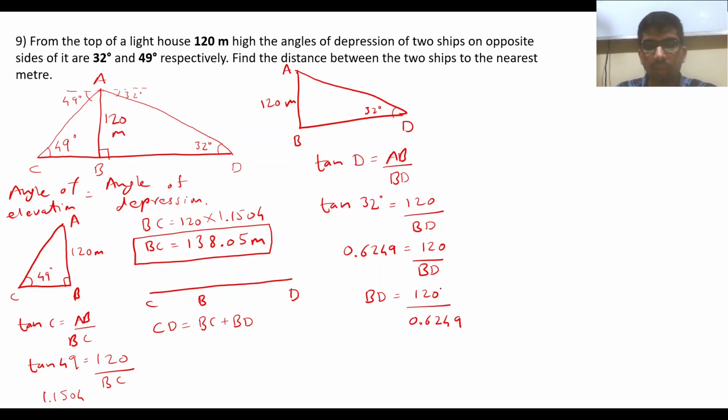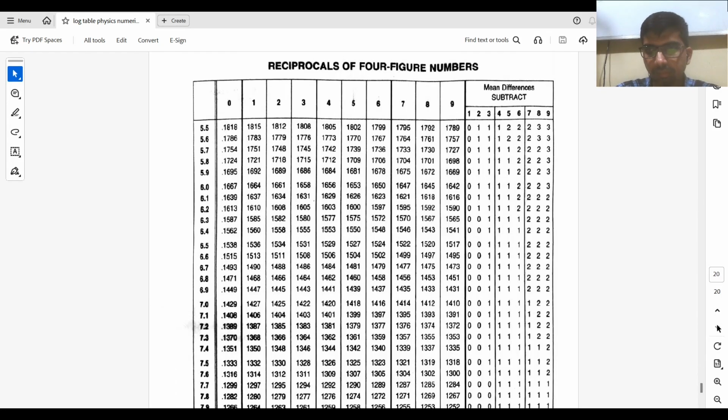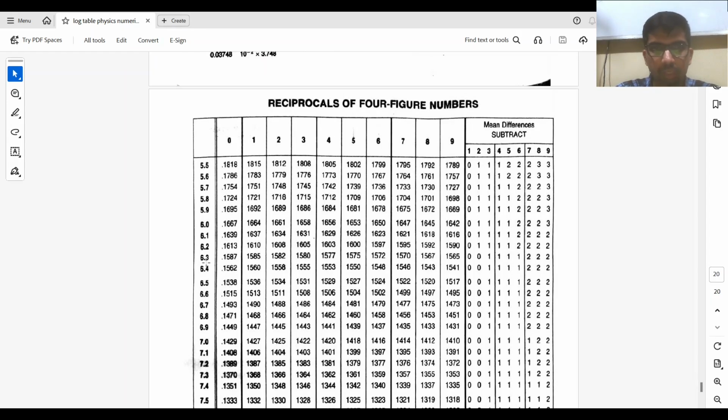0.6249. I'll not use calci, I'll use reciprocal table. So go reciprocal, find reciprocal first of 6.249. Sorry. Reciprocal table, find 6.249. 6.2 and 4. ठीक है. तो intersect over here. ठीक है. It is 0.1603. 649. Last number 9 है, तो you have to subtract 2.